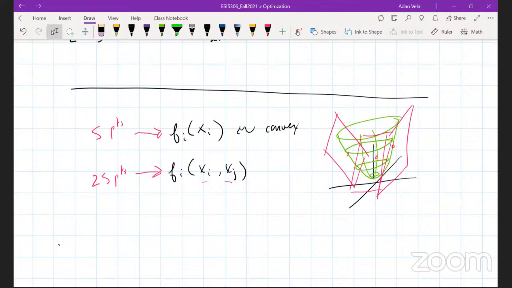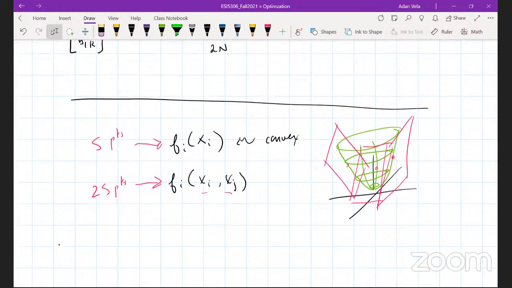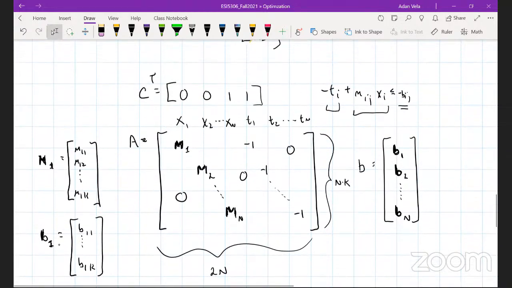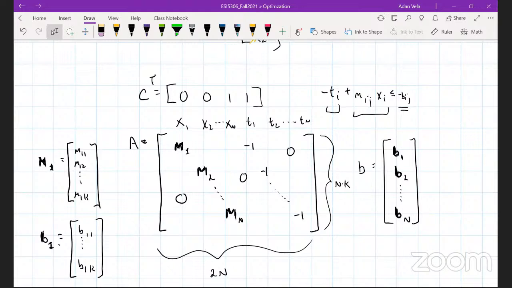All right, so this gives you an idea of how we can approximate nonlinear functions. Later on in the Cplex videos, we'll actually do this using Cplex so that you can have a good example of how to do it.